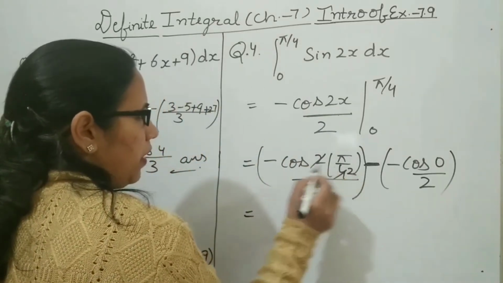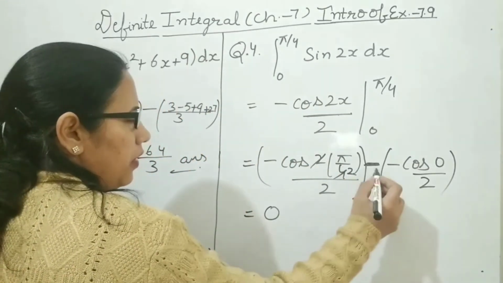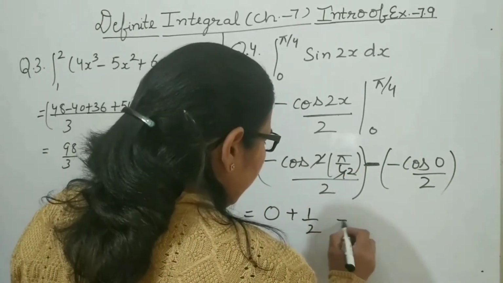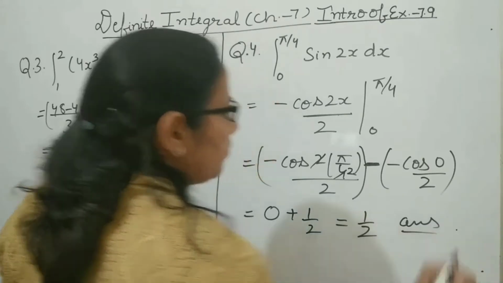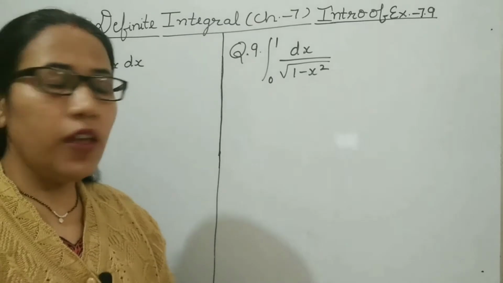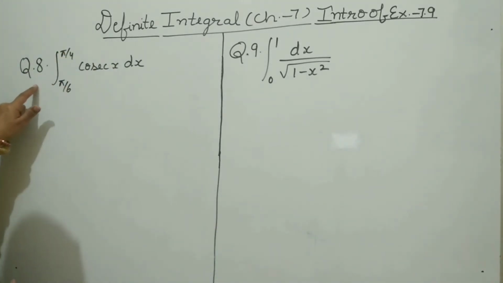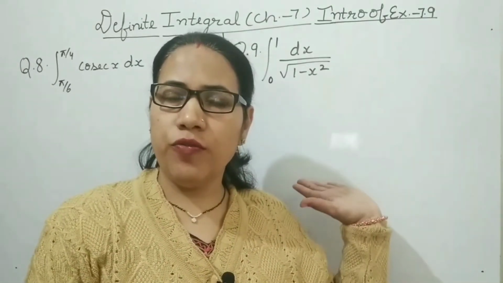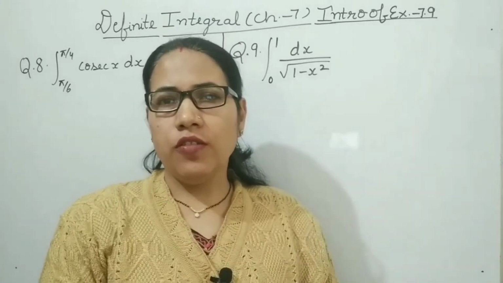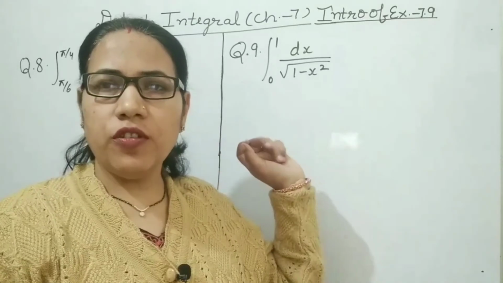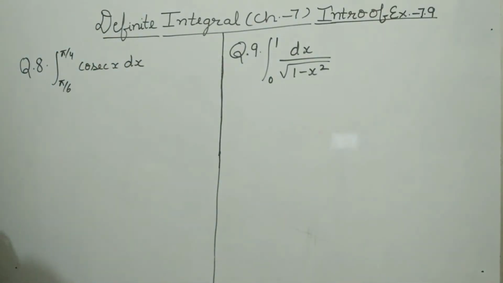So it becomes pi by 2 and cos pi by 2 is your 0. Then cos 0 is 1 and minus plus 1. So answer is half for question number 4. Then come to the next question, question number 8. I have left question number 5, 6 and 7 for you because now you can easily understand the fundamental theorem and its use from question number 1, 2, 3 and 4. So question number 5, 6 and 7 are based upon the previous questions. So you can do them yourself. Now come to question number 8.